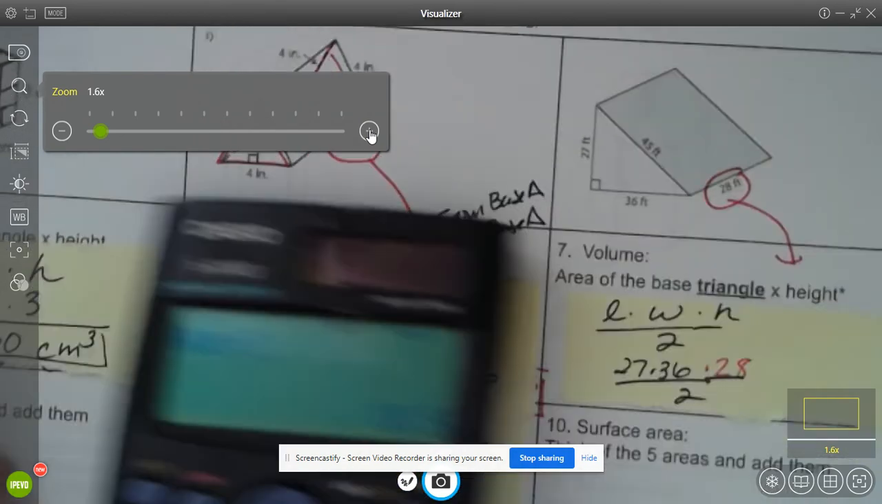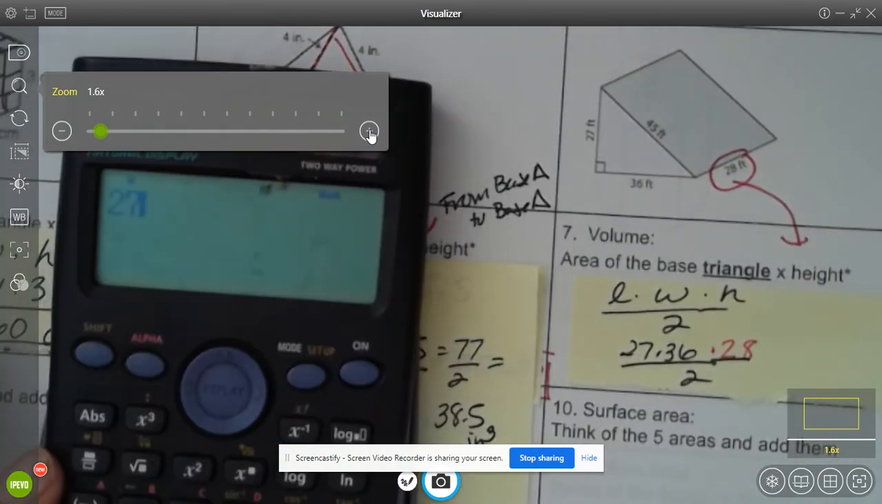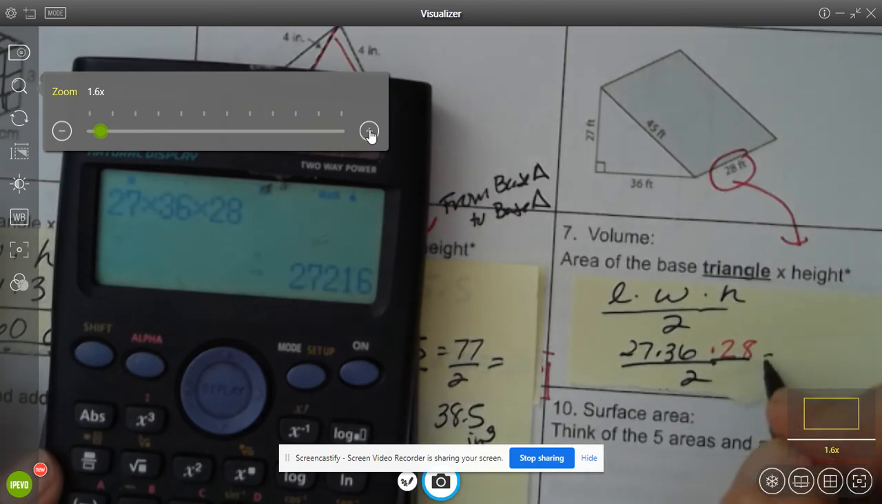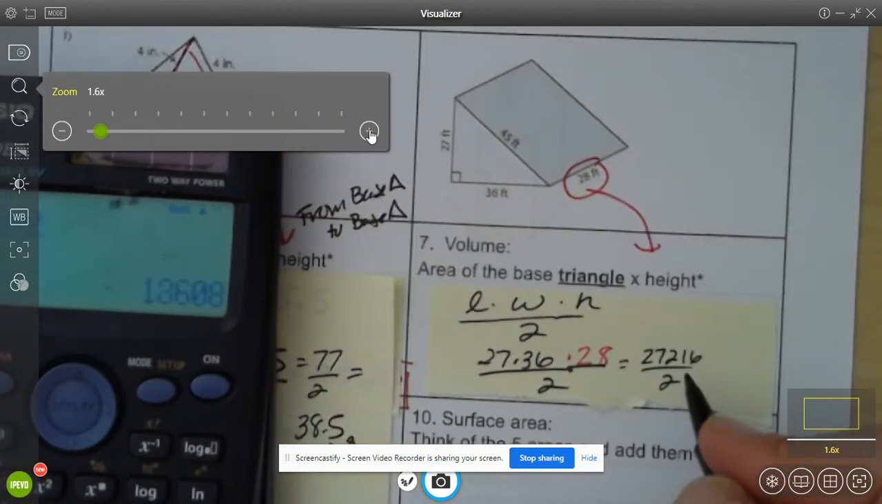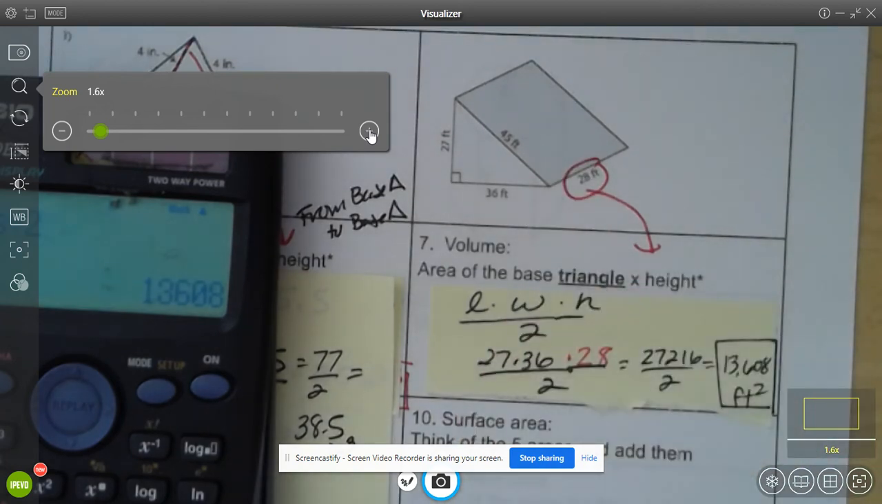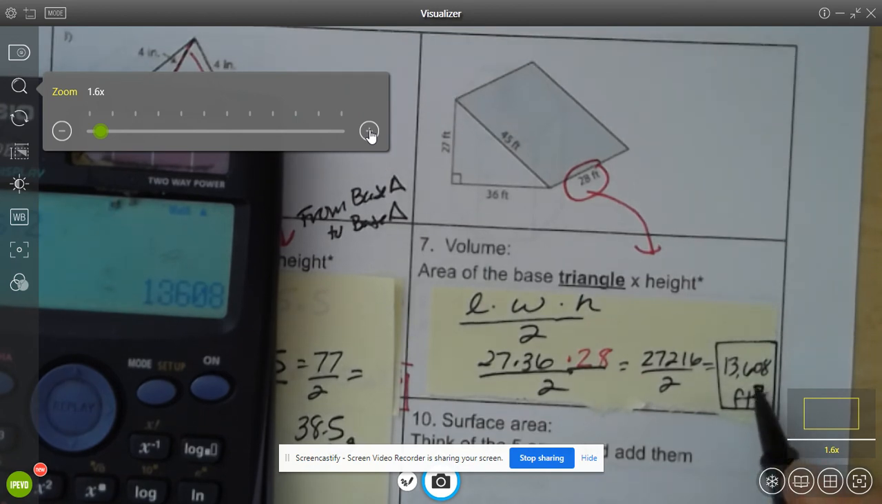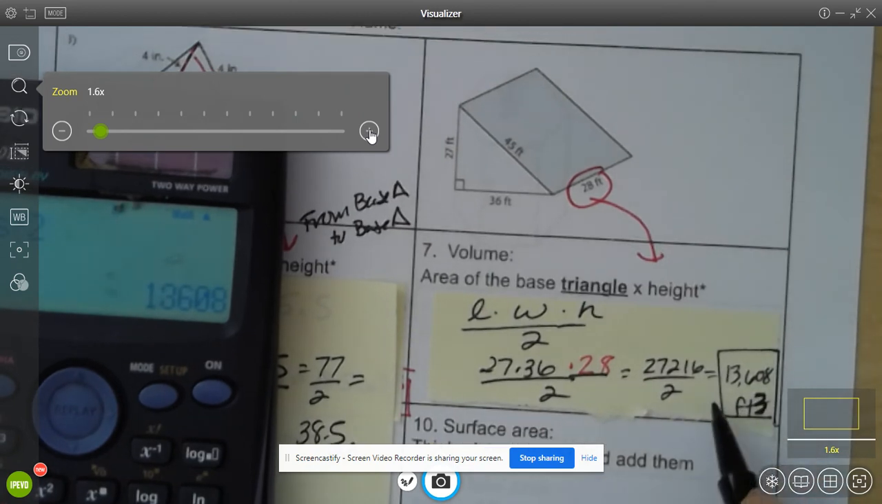So I'm going to push those buttons on my calculator. 27 times 36 times 28. Whew, big number. 27,216, and I'm going to divide that in half because we're talking about a triangular shape. So that gives me 13,608 feet cubed is the volume or the space inside that shape. Volume is the space inside. Oops, I didn't put cubed, I put squared. Should be feet cubed, or cubic feet would be another way to write that.